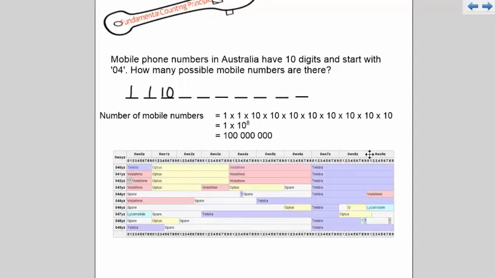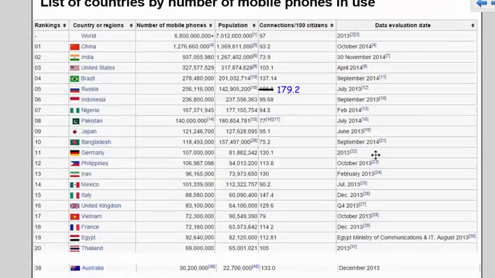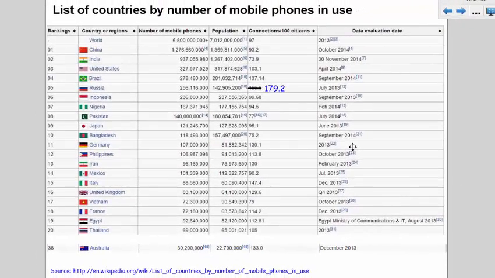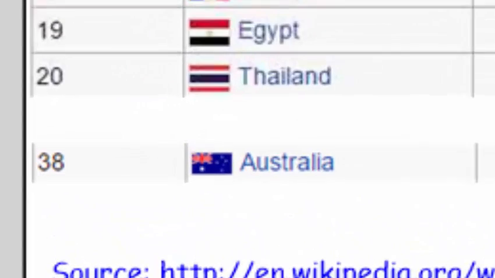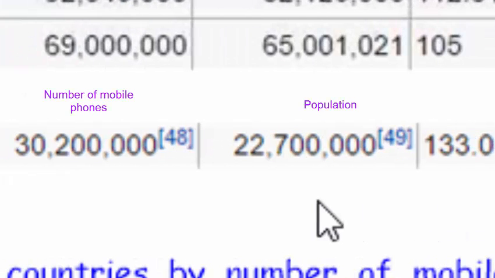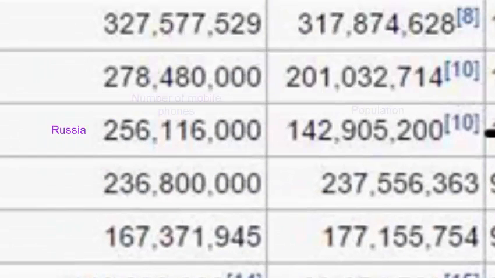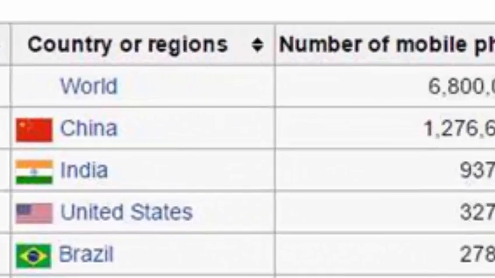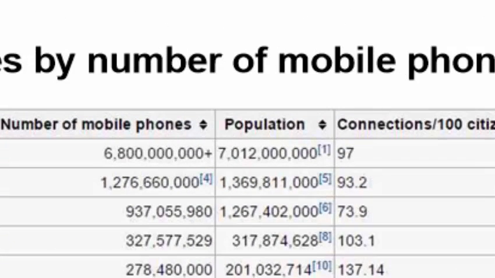Just for interest's sake, this table shows the list of countries by number of mobile phones in use. Australia comes in at number 38, but there are almost 8 million more mobile phones than there are people. There are a number of countries like that, with Russia being almost 2 mobile phones per their 142 million residents. China is the largest, with 93.2% of their 1.4 billion citizens using mobile phones.